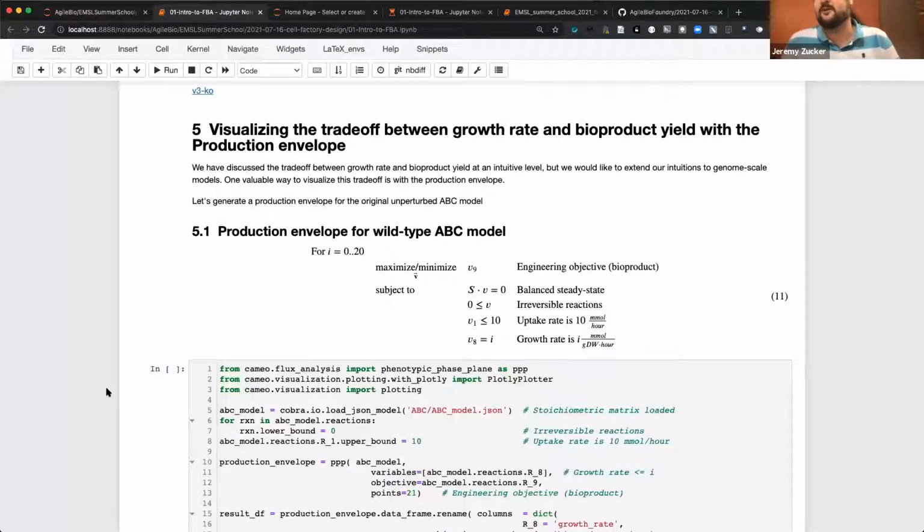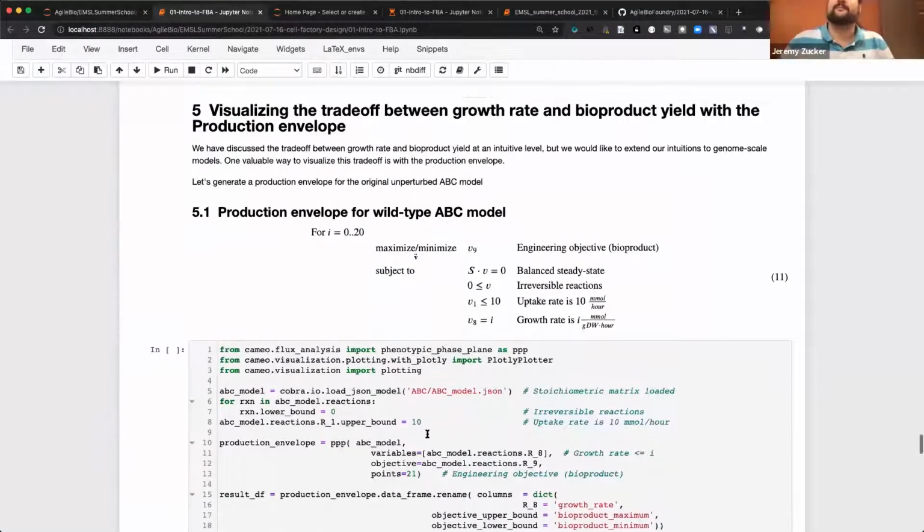Now, I haven't defined what a production envelope is, but I hope that when I show you how we calculate it and what it looks like, it'll start to make sense. And specifically the notion of an envelope will start to make sense. So I'm just going to show you how we calculate the production envelope, and then I'll show you what it looks like, and then I'll explain what it means.